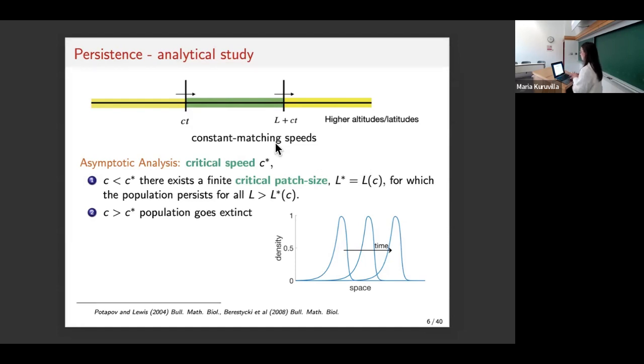What does that mean? That means that if c is less than c star, then there is a minimal size for our patch that will be able to support growth at low densities. That's what we call persistence. And for any c greater than c star, the population will go extinct. When we are in the case of persistence, the population is a traveling pulse. It takes on this profile and just shifts in time as this constant profile.